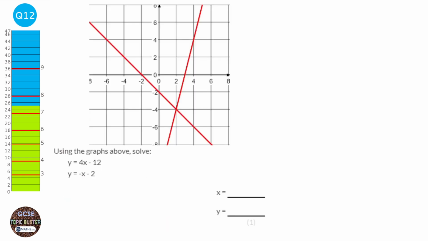When solving simultaneous equations graphically, if you draw the lines for both graphs, which we have done here, the solutions, or solution, because they're both linear, will just be where the two graphs cross. So this here will be our solution. So x is 2 and y is -4.